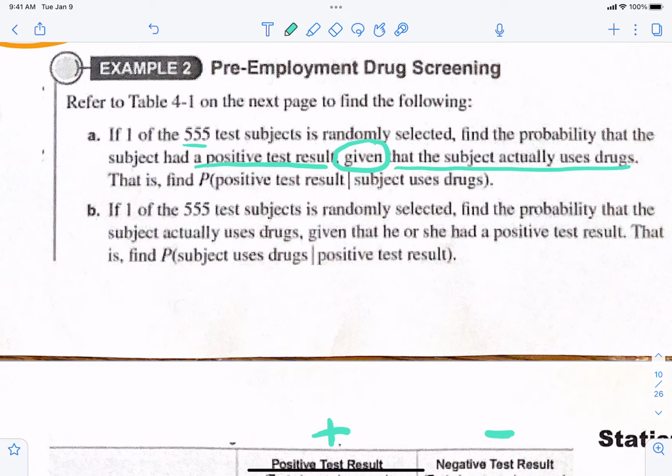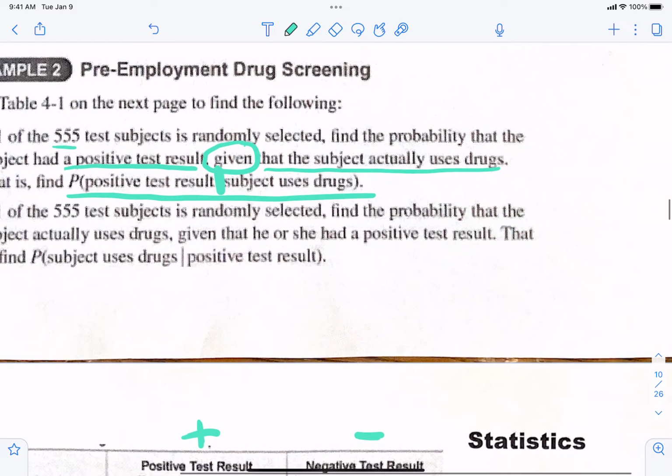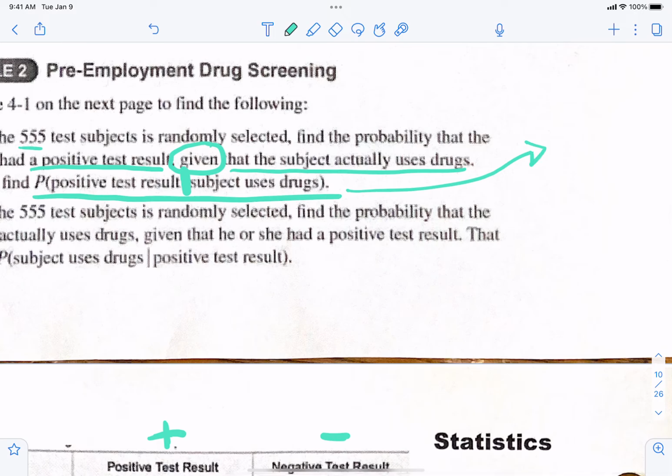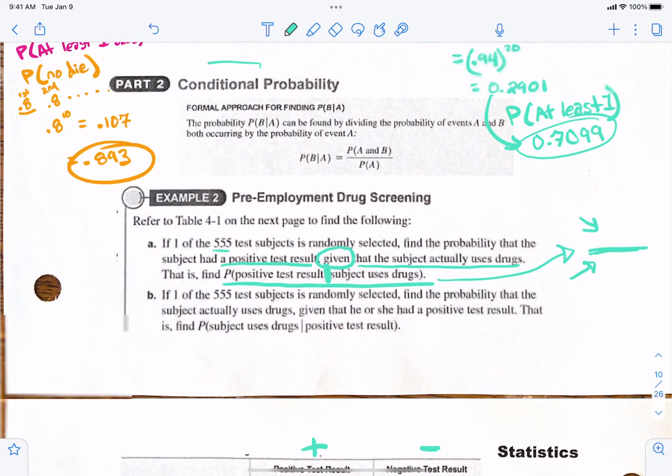We circled the given. They denote the given in this fashion right here. They put a line right here for the given. That line is kind of a handy thing because that is the line of where our bar goes. We're creating a fraction. We have some top stuff, we have some bottom stuff. This is something called a conditional probability.